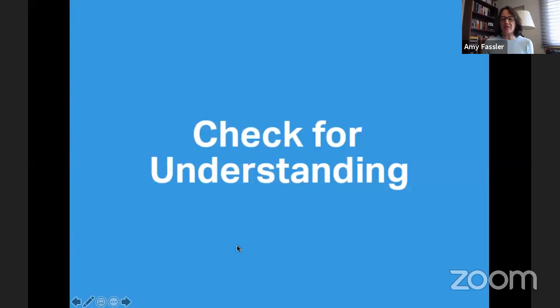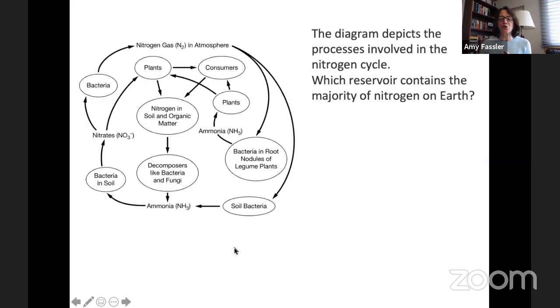So let's take just a minute to check in and see how we're doing on interpreting these diagrams so far. This diagram depicts processes involved in the nitrogen cycle. Remember, I'm reframing this so it's not multiple choice, because we're going to have to describe a lot of processes. So these are good little checks on the content and a little bit of skill practice. Which reservoir contains the majority of nitrogen?